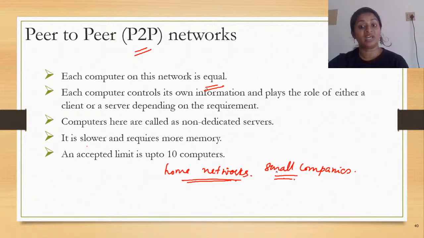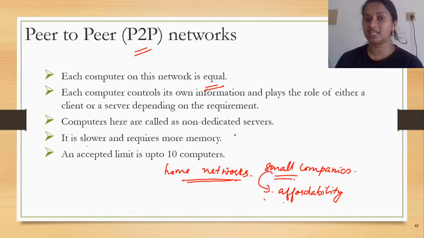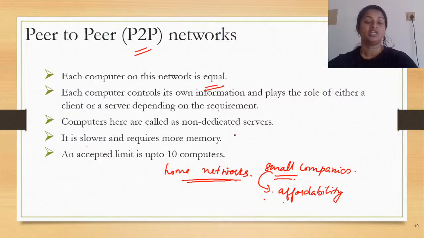Why? When you're considering small companies, we talk about affordability, right? Peer-to-peer networks are less expensive, and hence affordable, and they can be used in small companies, and for this reason we say that they are popular as home networks. Now one more thing that you need to note here is there are no dedicated servers, wherein the servers here are not dedicated for a specific functionality, as we talked about print server or file server before. So this is the case with the peer-to-peer network.